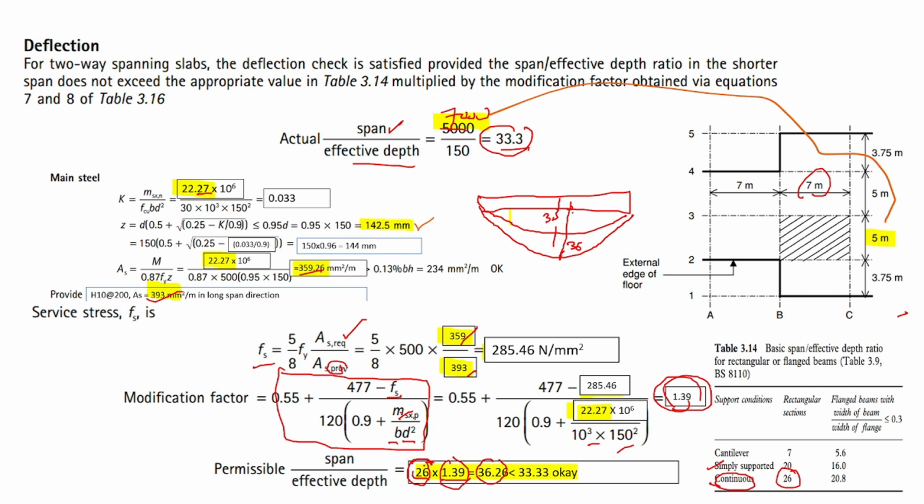If, for example, this actual is 40, meaning it's over here, it's bigger than the allowable value. So you need to increase the depth if it happens that your actual is bigger than the permissible.